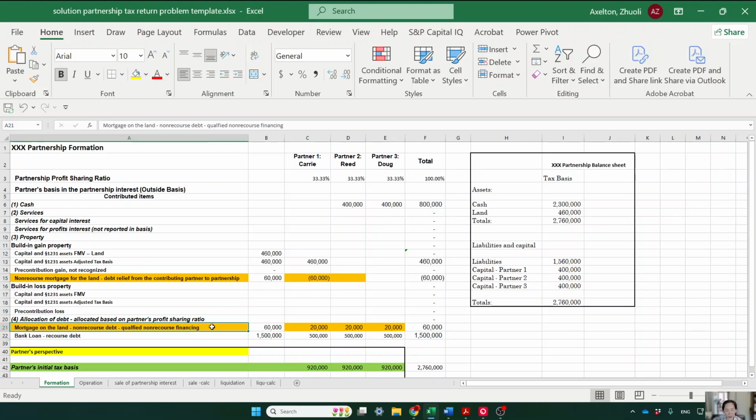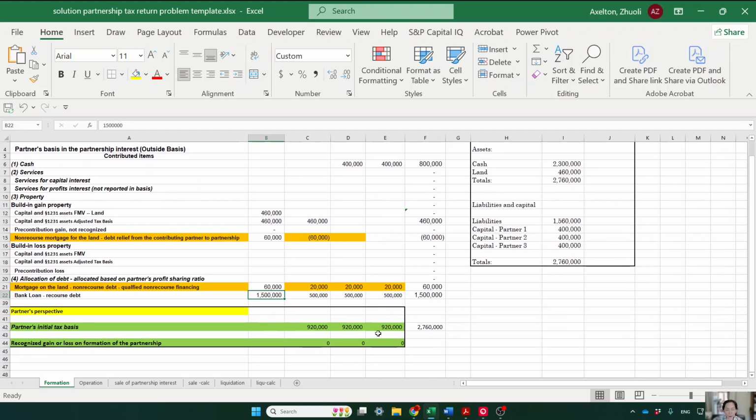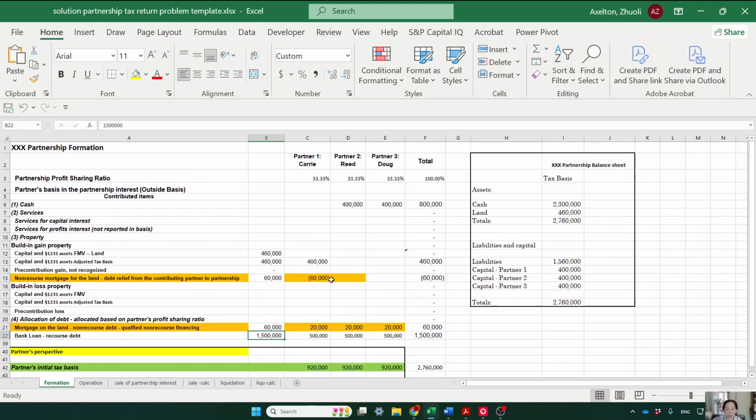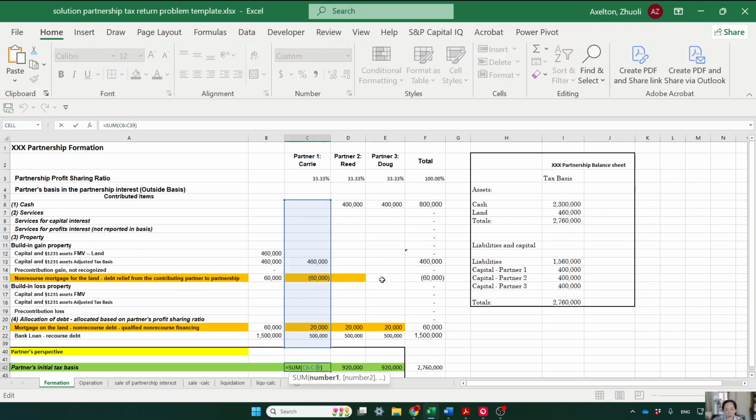also for this mortgage on the land, because this is secured by a real property, and the assumption is the mortgage is borrowed from a qualified person, a bank, and therefore it's considered as a qualified non-recourse financing. And the bank loan is recourse debt, and the 1.5 million is allocated equally to each of the partners. Once we identify all the components, the initial tax basis is a sum of all the items we captured here.